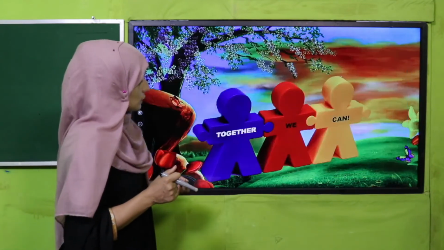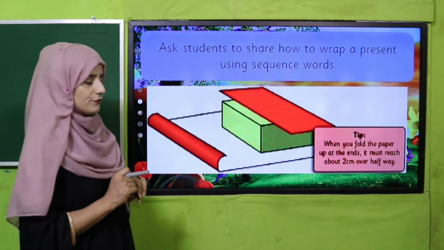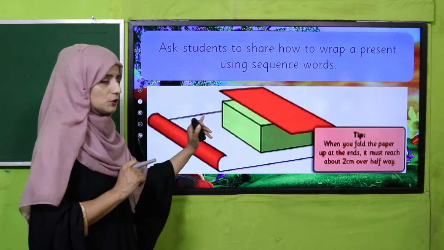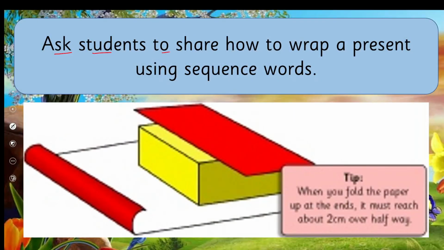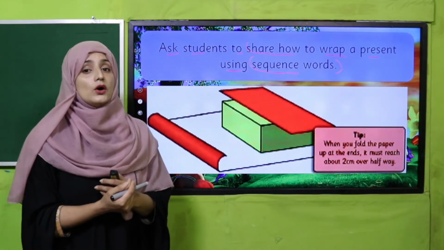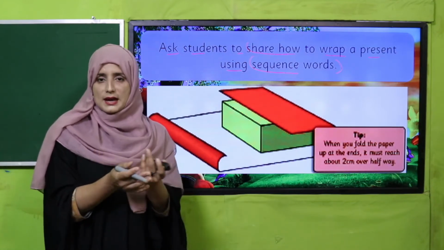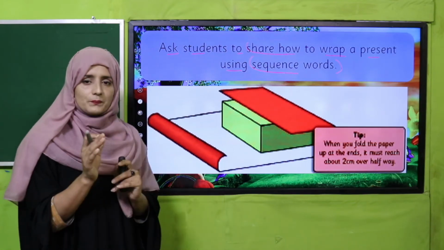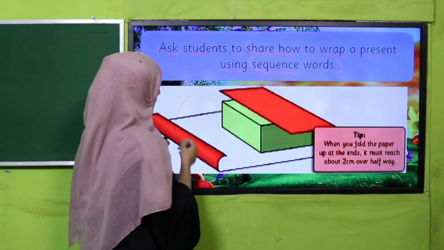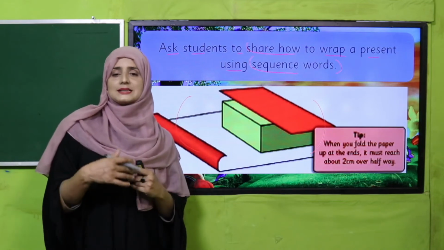Good job. Next we are moving towards an activity, and let's see how much we got about an expository paragraph. Yes, my dear students, there is something for you. And my dear teachers, ask students to share how to wrap a present using sequence words. You are gifting to your friends, family members, or on any birthday party or Eid party. We give presents to each other, and definitely you wrap them and make them look beautiful. So discuss the steps of how you can wrap a gift. I'm waiting for you, my dear teacher. Pause the video, do this activity in your class and enjoy.